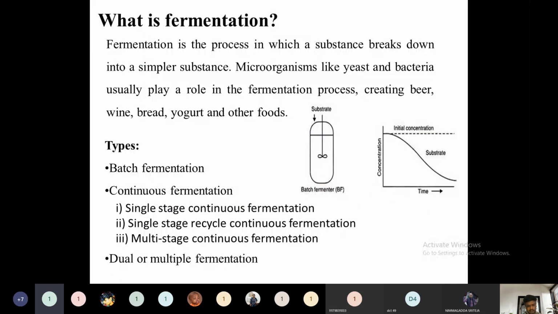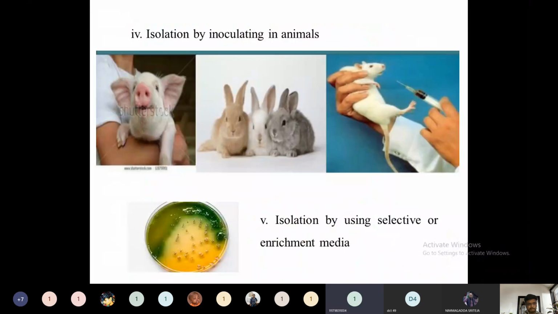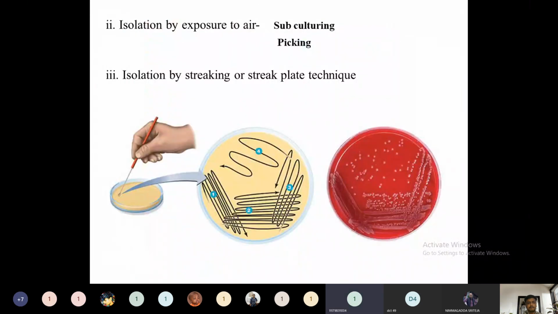Okay. Yes, yes. In the topic of methods of isolation, can you please explain isolation by exposure to air? Okay. Isolation by exposure to air is nothing but whenever we are preparing this medium, then what happens? We are applying here. If you see, this is a streaking method.